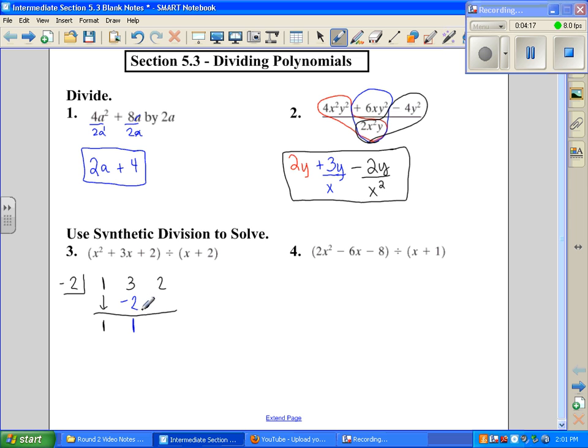And it's like start the process all over again. Now I'm going to multiply negative 2 times this one and get negative 2, and then add down. So I said 2 minus 2 is 0. Now our last column is always going to be our box, and this is our remainder.